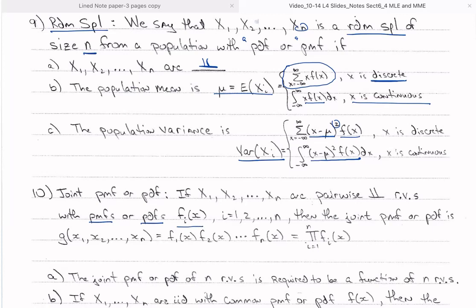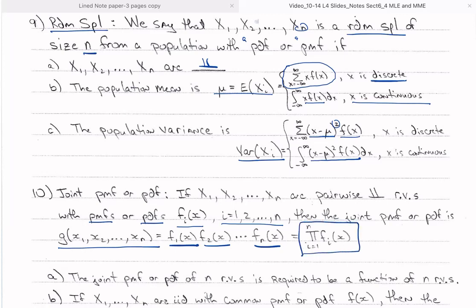In other words, they're independent, but they are not identical. They may have different PDFs or PMFs. And so f sub i of x is the PMF of the ith random variable, i goes from 1 to n. Then the joint PMF or PDF, we'll call it g, of x1, x2, up to xn, is simply the product of f sub 1 of x times f sub 2 of x times f sub 3 of x, all the way up to however many there are, whatever n is. That can be written in this notation.